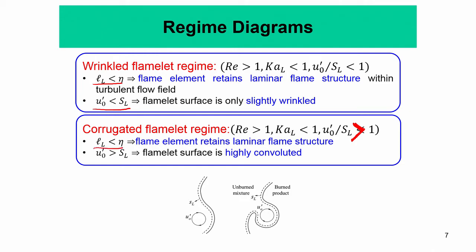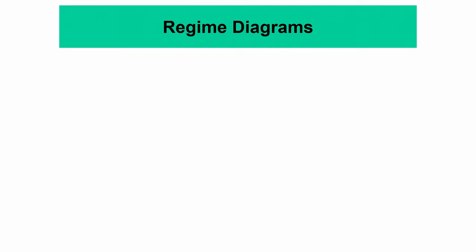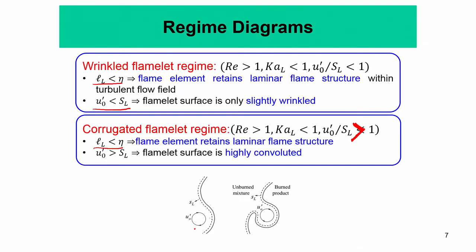Since your L_L, that is the flame thickness, the preheat zone thickness, is less than the Kolmogorov length scale, the flamelet structure is retained, that is a laminar flame, and your u prime by S_L is greater than 1. So, the flamelet structure is highly convoluted. To give you an example, here you see an eddy which is rolling, first stretching the flame and then forming a fold, and this kind of structure is found in the corrugated flamelet regime.